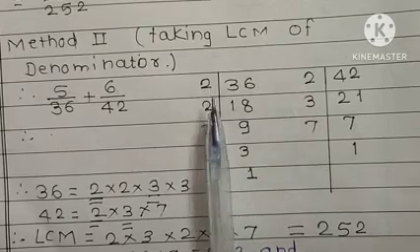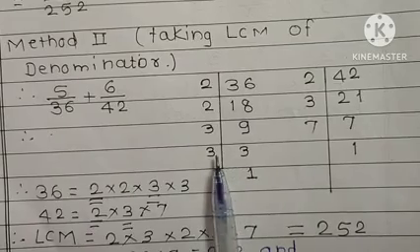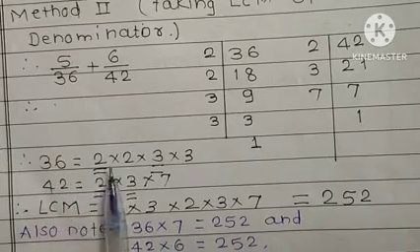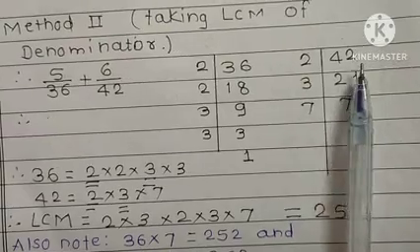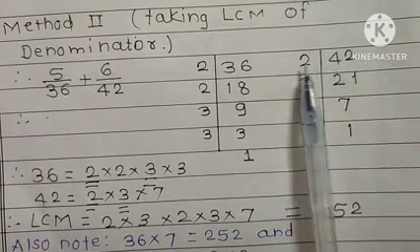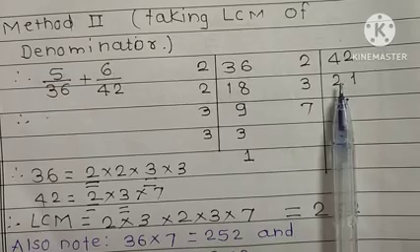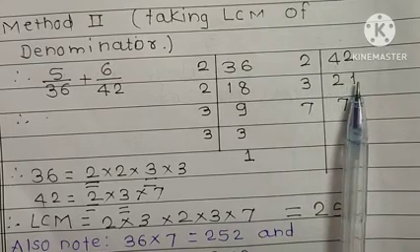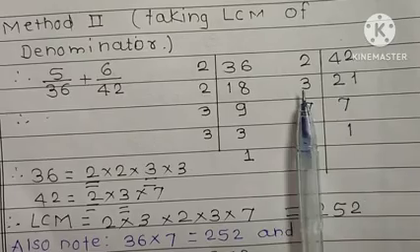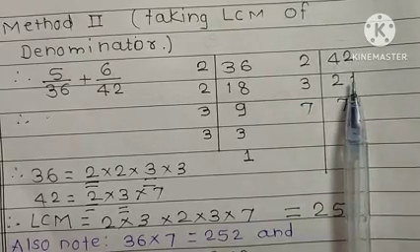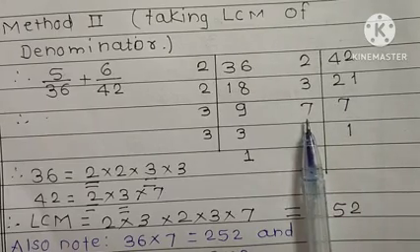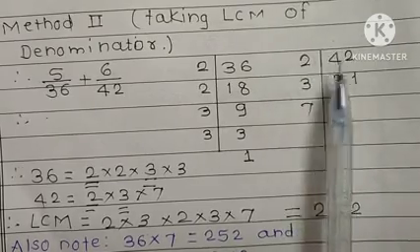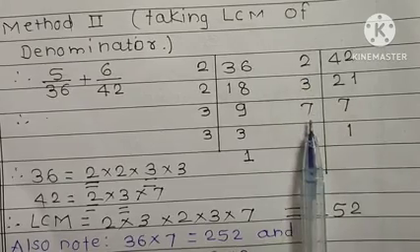So 2 into 2 into 3 into 3 are the factors of 36. You write here, factors of 36. Then 42, dividing by 2, 2 21s are 42. Now you can't divide 21 by 2. Then dividing by 3, 3 7s are 21. Now dividing by 7, 7 1s are 7. So the factors of 42 are 2 into 3 into 7. You write here.